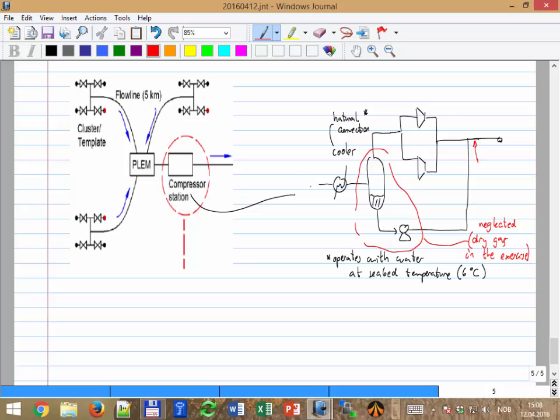So that's gas with condensate, with free water, and with inhibitor. That makes sense or not?